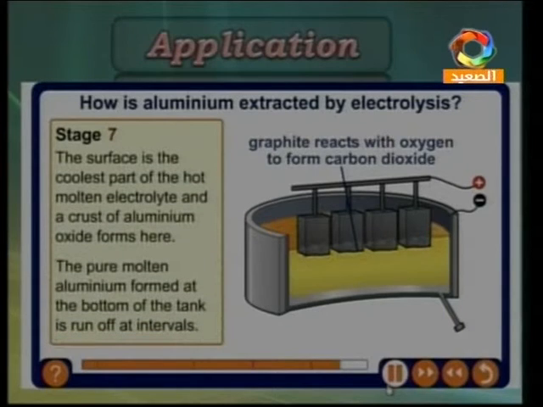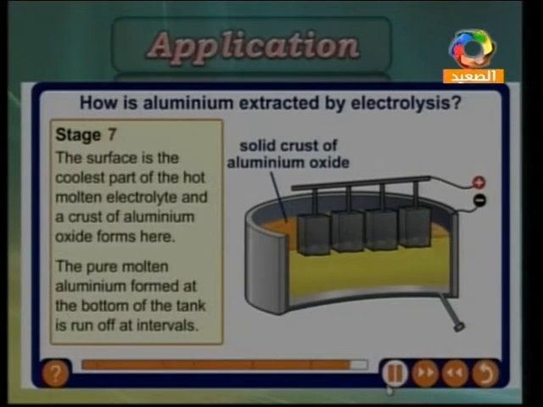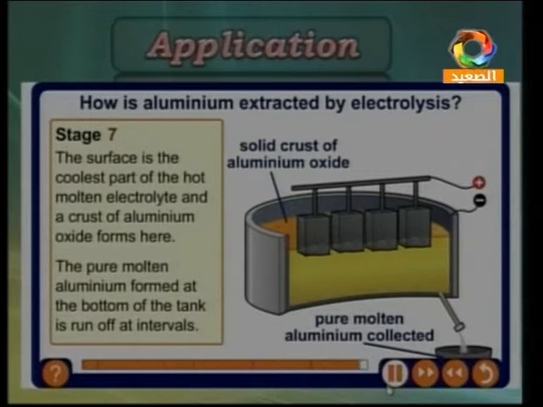After that, in stage 7, the last one, we have a solid crust of aluminum oxide that appears on the surface of the coolest part of the hot molten electrolyte. The crust of aluminum oxide forms here. So the pure molten aluminum is formed at the bottom of the tank.